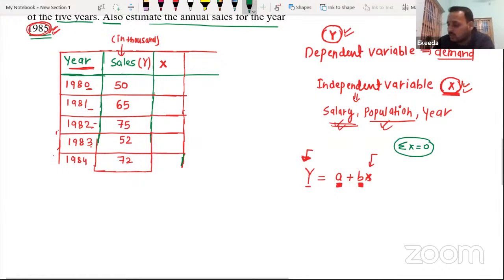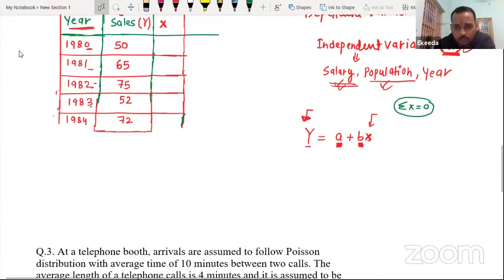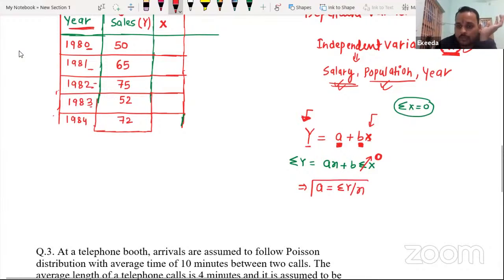So how to make the summation of x as 0? What we will do, in this equation try to use the summation. So summation y will be equal to a times n plus b summation x. The method of least square says that try to make the summation of x as 0. It will make the calculations very easy. So from here we can calculate the value of a: we will get summation y divided by n.